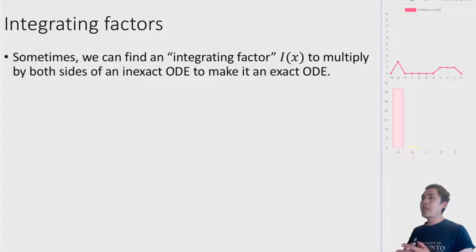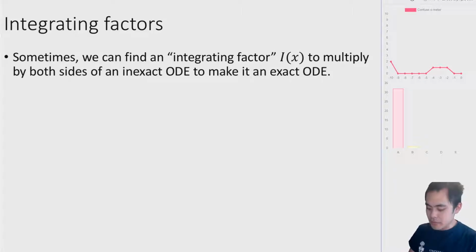That only works if we have an exact differential equation, right? So if our differential equation was inexact, then that wouldn't work. But sometimes you can find an integrating factor. So some magical function you're going to multiply both sides by to turn an inexact ODE into an exact ODE. So let me give an example of that.